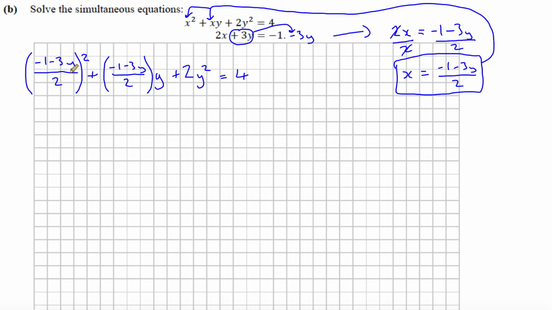Okay, so first thing we're going to do is square this term, so I'll do this over to the side. When you're squaring a fraction, you're multiplying it by itself, so you're going to have minus 1 minus 3y over 2 by itself.